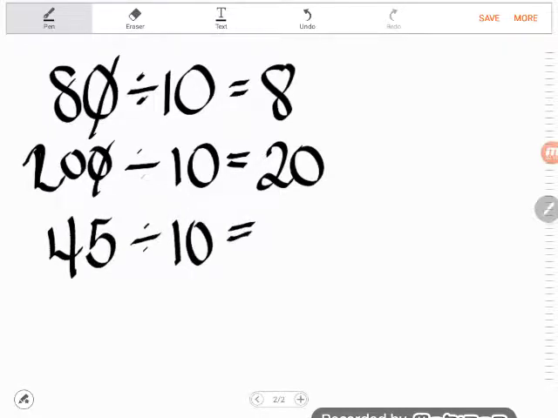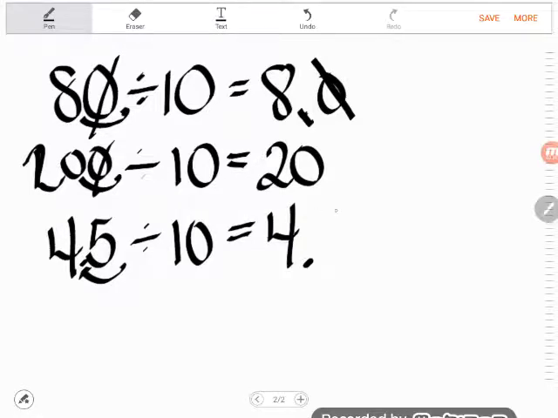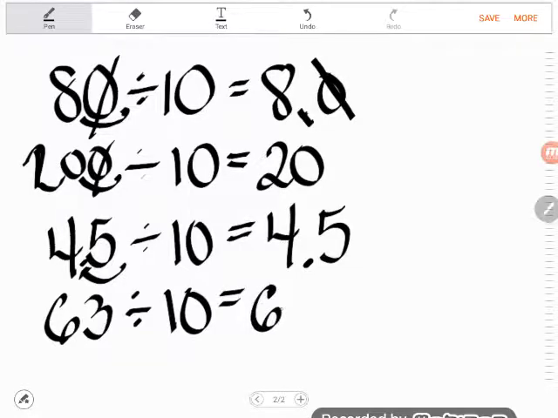It wasn't zeros that I was losing. What I was losing was decimal places. When I divide 80 by 10, I lose a decimal place. 200 by 10, I lose a decimal place. So same thing here. So imagine I have a decimal place right here and it jumps. I end up with it right here. Now, in the case of 80 and 200, when they lose a decimal place, I don't need to write like 8.0 because 8.0 means the same as 8. But in this case, the decimal matters. It's a non-zero decimal. So I just say 45 divided by 10 is 4.5. 63 divided by 10 is 6.3.